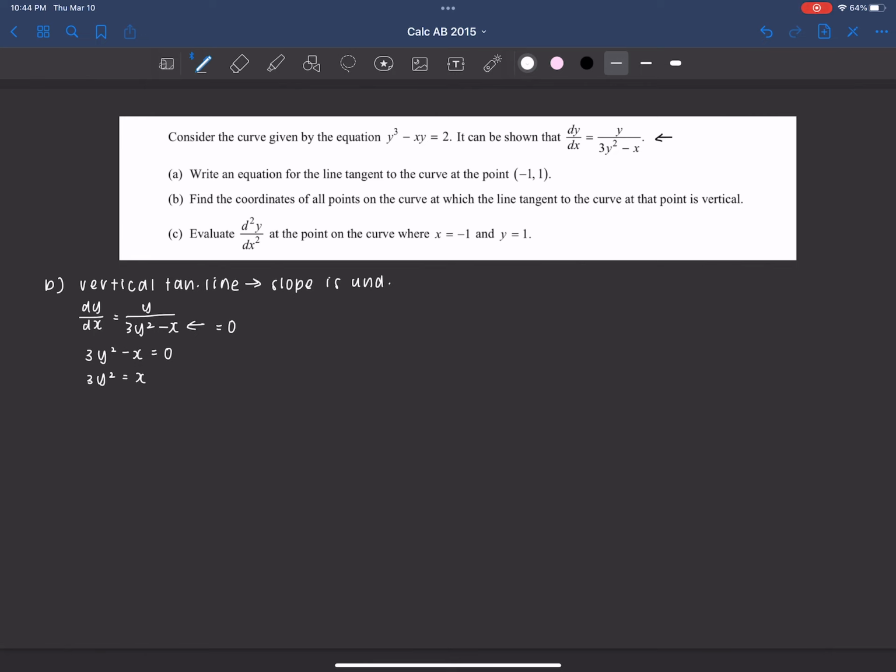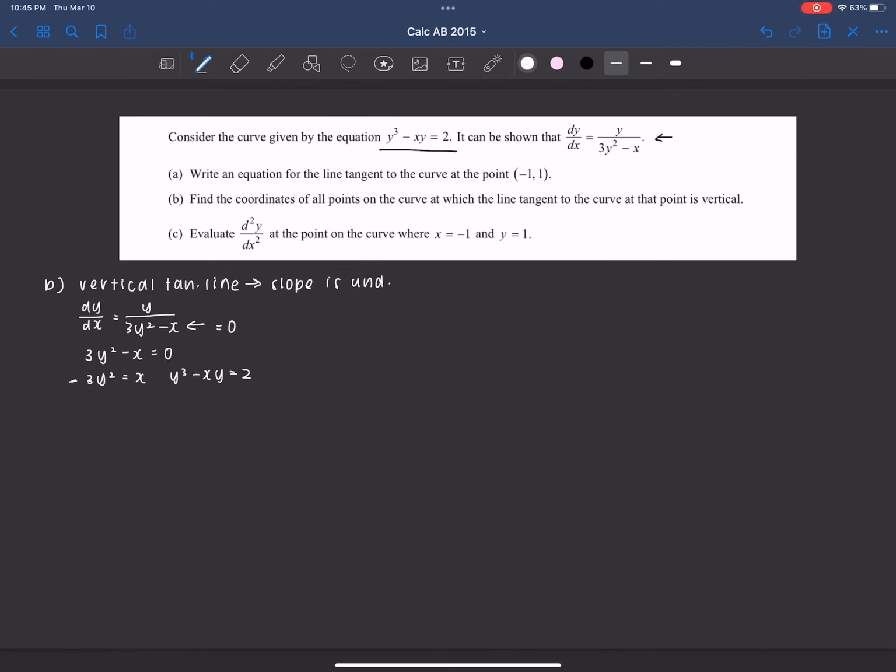And obviously right now we have two variables, so we need to use another equation so that we can solve for both x and y. Fortunately, we're given this original equation. That's not the derivative function. So that's just y cubed minus xy equals 2. And we know that x equals 3y squared from the equation we just found. So we can just do a simple substitution to solve for y.